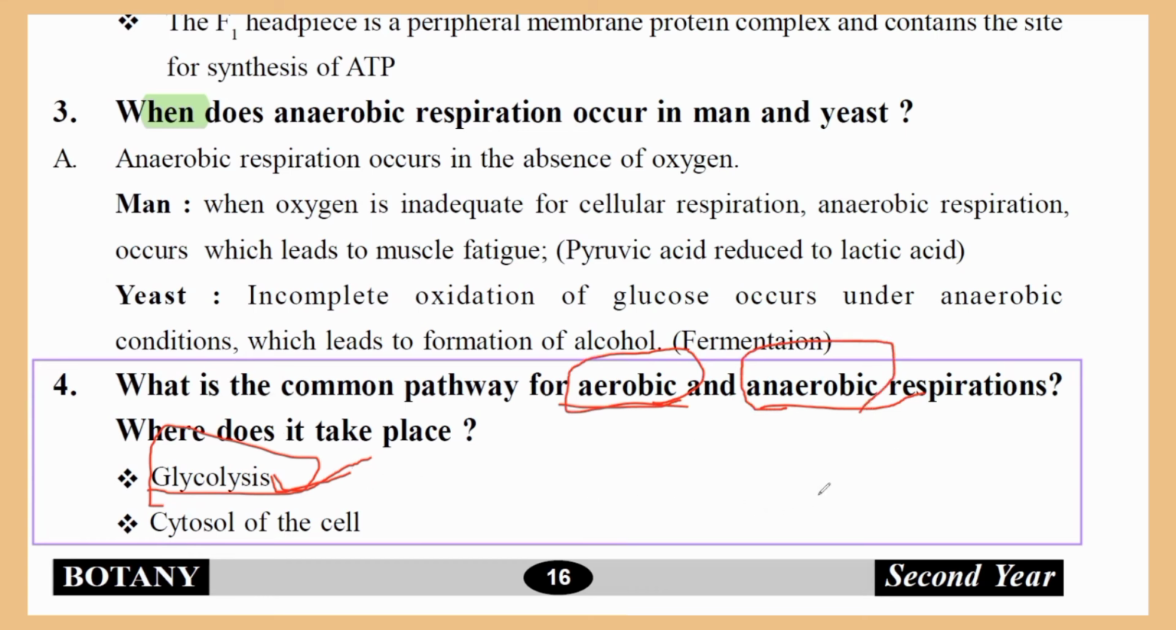So there is a question: does glycolysis take place in both conditions? Yes, glycolysis takes place in both conditions, either in the presence of oxygen, which is aerobic, or in the absence of oxygen, which is called anaerobic.